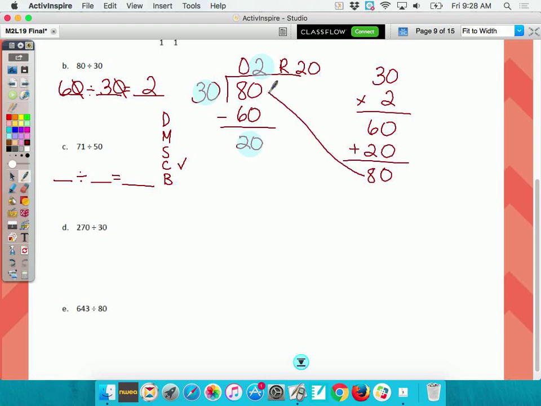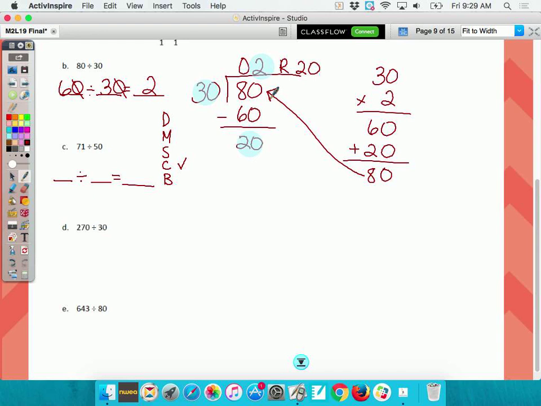Does 80 match the dividend I started with? Yes. Okay, please write down all those steps, because when you work with a partner, you're going to need to have all of them. So you have to estimate, you have to do long division, and you have to check with multiplication and addition.